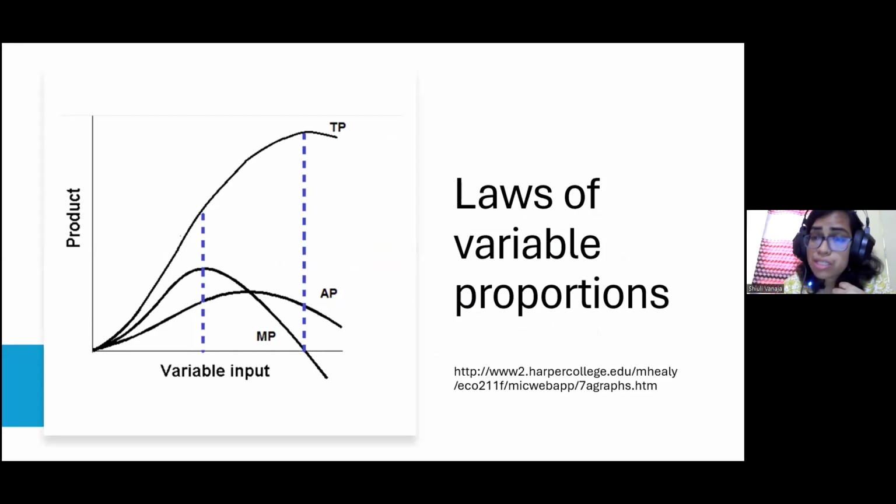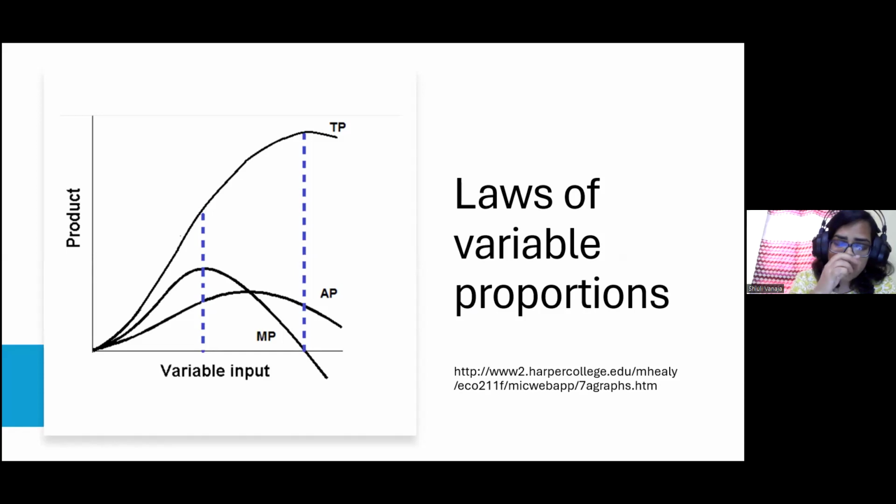So I am interested in understanding what would happen to the total production if I increase the labor while keeping the capital and other factors of production constant, right? And as a firm, I'm interested in producing at the most efficient point of production. In this graph, the top graph is the total product, the second one is the marginal product, and the third one is the average product.